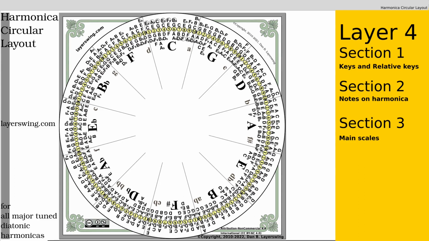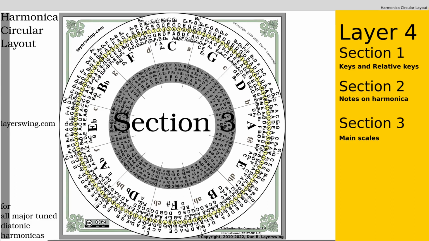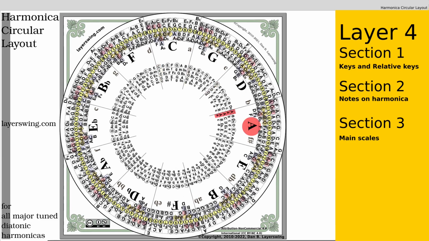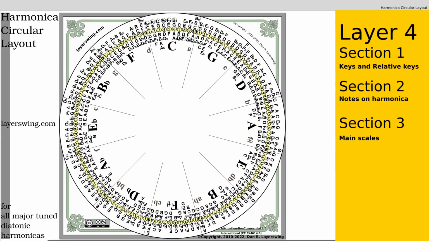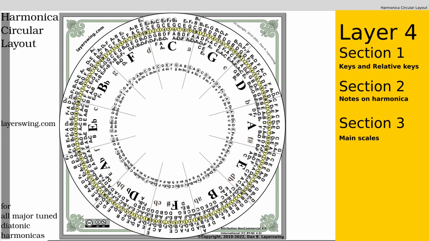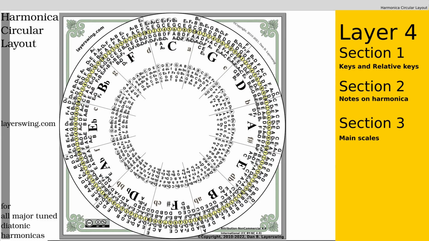Section 3. Main scales. Each chromatic note is the root note for a scale. We can read the major scale and major chord for the root note, as well as minor, blues, pentatonic major, and pentatonic minor. The most commonly used playing position is the second, or so-called cross-harp position.